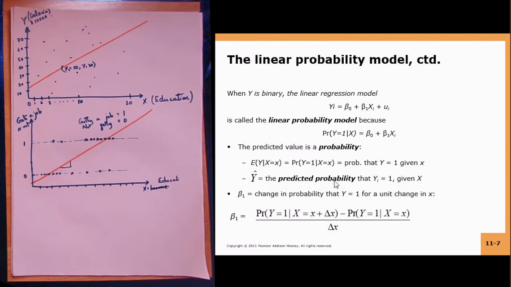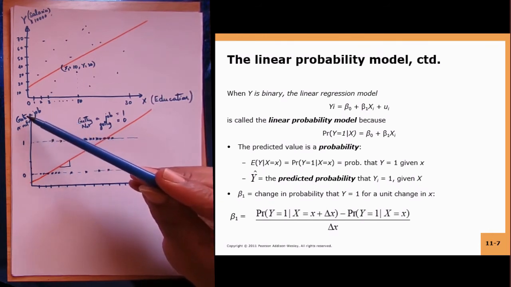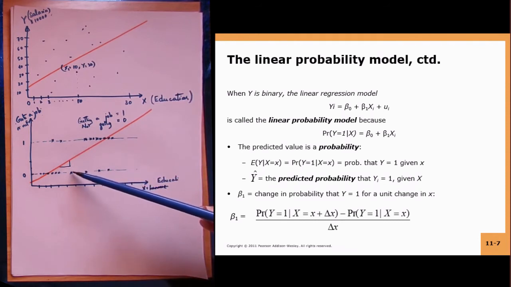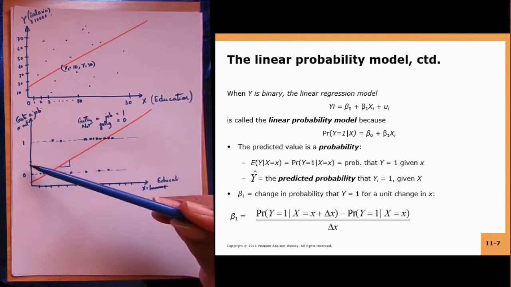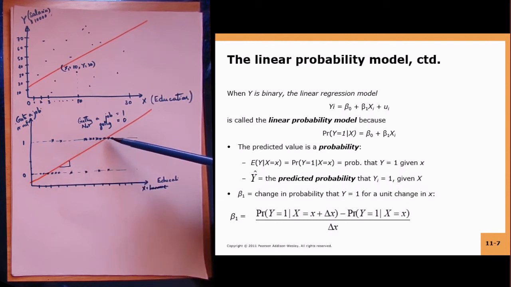So basically, now what it becomes is, here, getting a job or not becomes the probability of getting a job. So for a given level of education, what you are now looking at is the probability of getting a job. You are not directly looking at y, you are looking at the probability. So you say the probability of getting a job with low levels of education is low, and the probability of getting a job with high levels of education is higher and closer to 1.